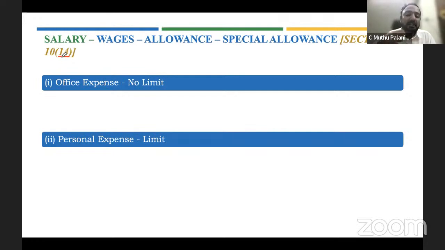So here, Section 10 clause 14 is for special allowance. They're giving you special allowances. They're treating you in a special manner. So it's similar to your February 14. It's a special allowance given for special people. So that is 10 clause 14.